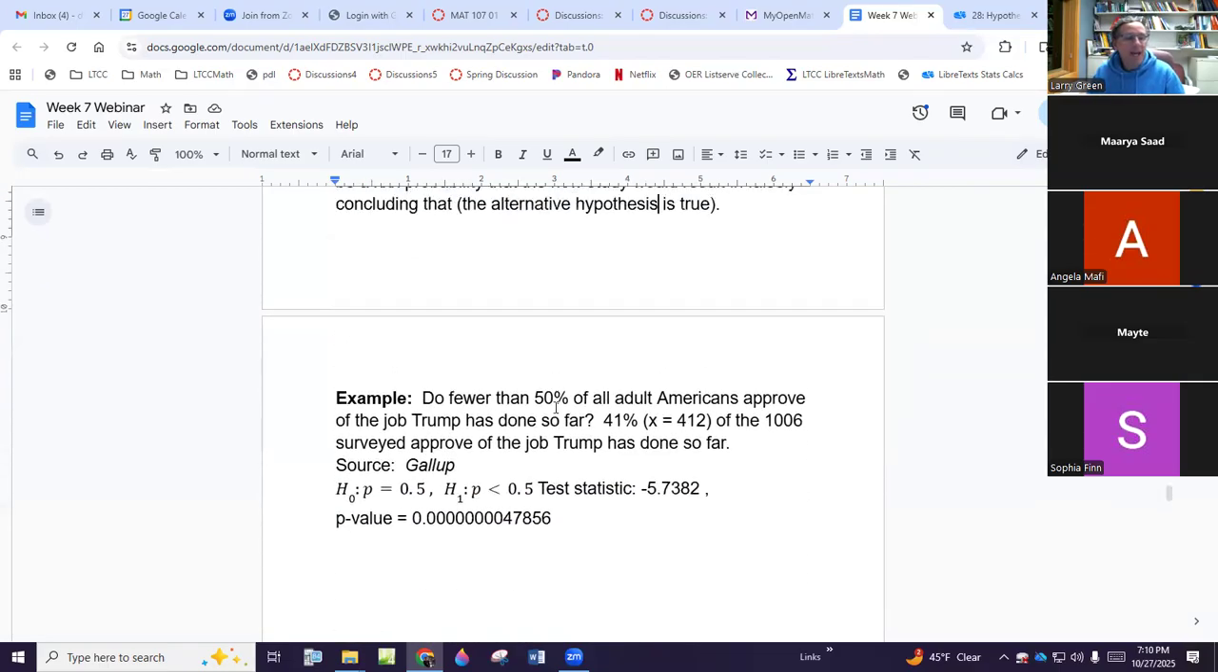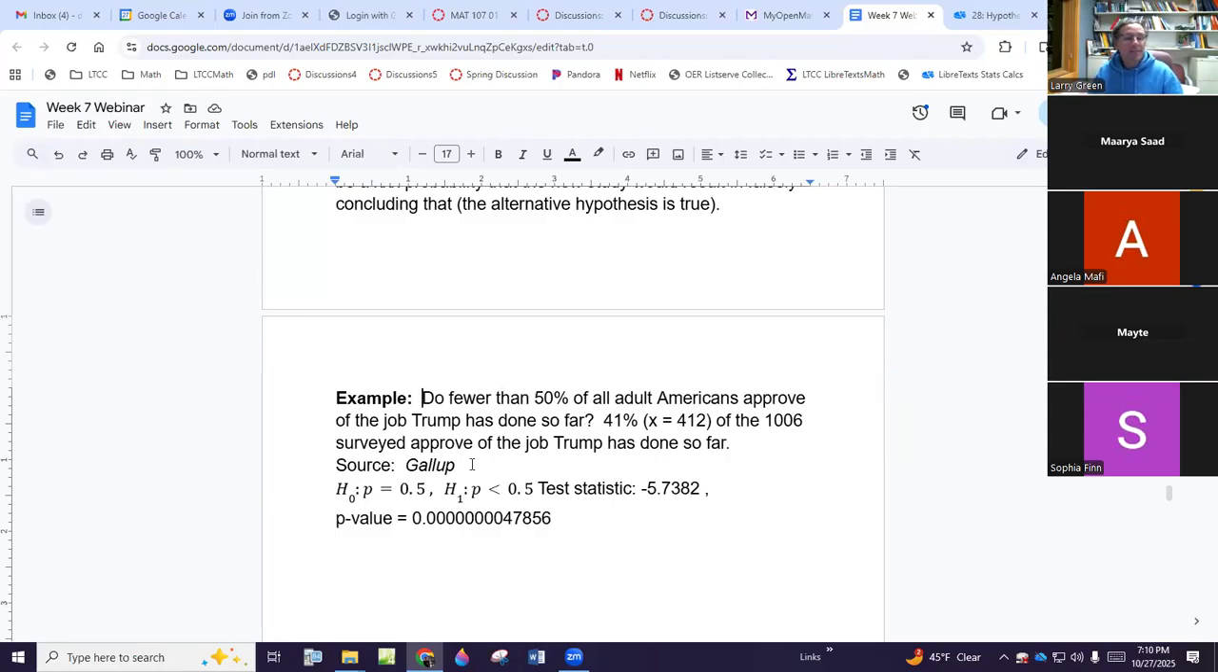Okay, now let's do one more example. This is one I looked up today. I love it because I can always find stuff. Do fewer than 50% of all adult Americans approve of the job Trump has done so far? Okay, so again, you need to do research to find out.